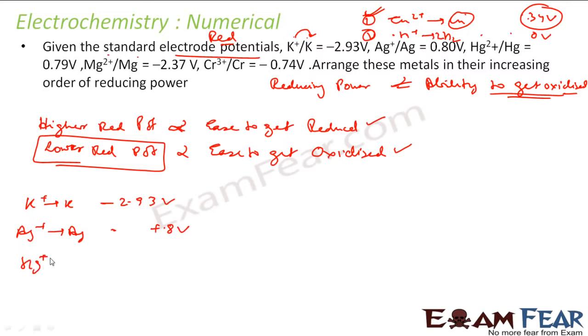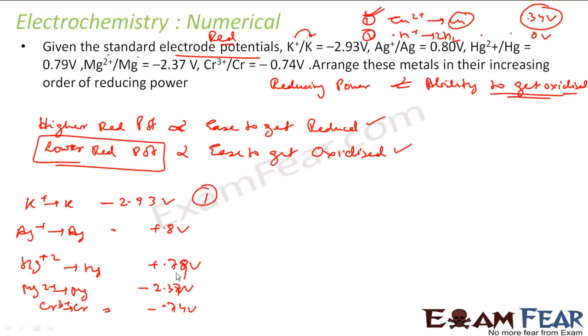Hg2+ to Hg is plus 0.79 volt. Then Mg2+ to Mg is minus 2.37 volt. Then I have Cr3+ to Cr, which is minus 0.74 volt. So which is the least value here? The least value is this one, minus 2.93. You see, this is the least.